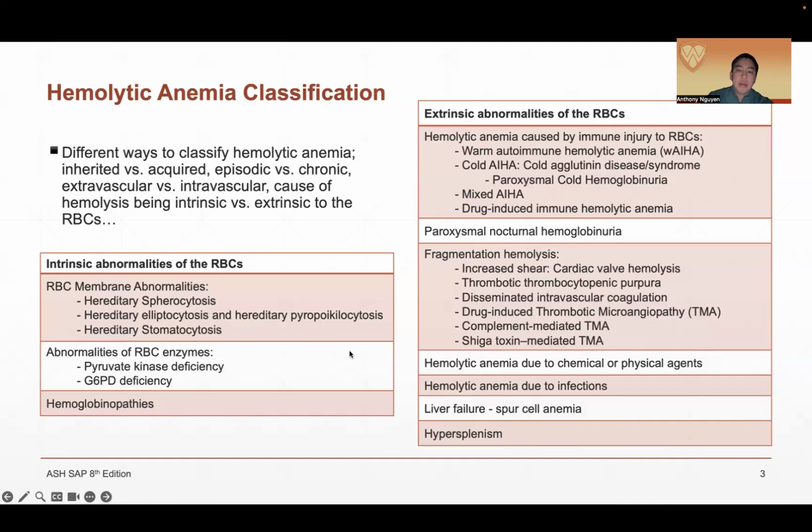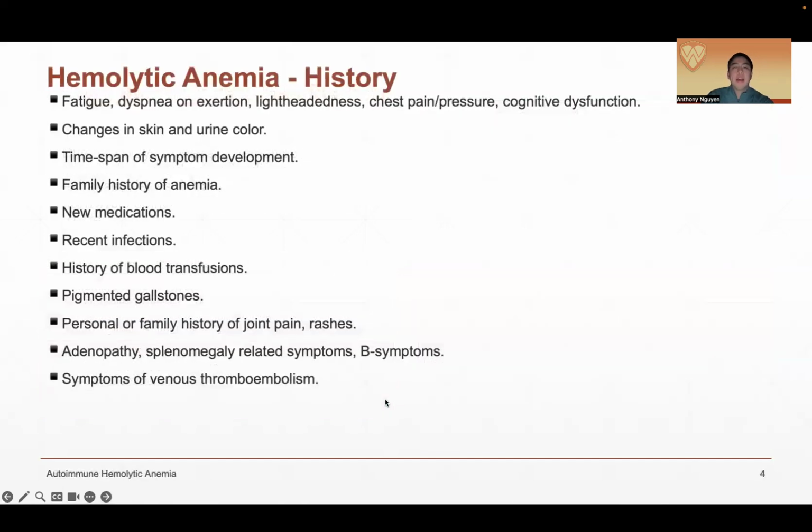Also, we have to consider hemolytic anemias due to infections, liver failure, and hypersplenism. And the history for the patient with hemolytic anemia: patients often describe that they are fatigued, they have shortness of breath, which is dyspnea on exertion, lightheadedness, chest pain, chest pressure, cognitive dysfunction, and changes in skin and urine color.